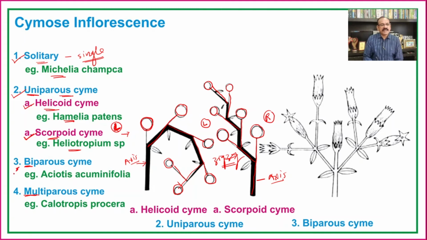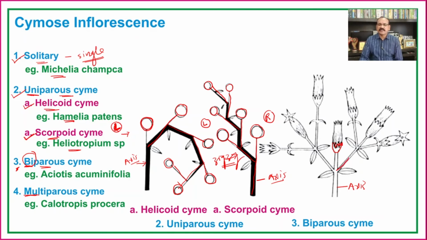The next type is known as the biparous type. In uniparous, we have seen there is a development of one flower at each time. But when there is a development of two flowers from the lateral buds at each time, then it is known as biparous cyme. In this inflorescence, we are able to see this is the central axis, which is terminated by the development of this flower at its terminal end.